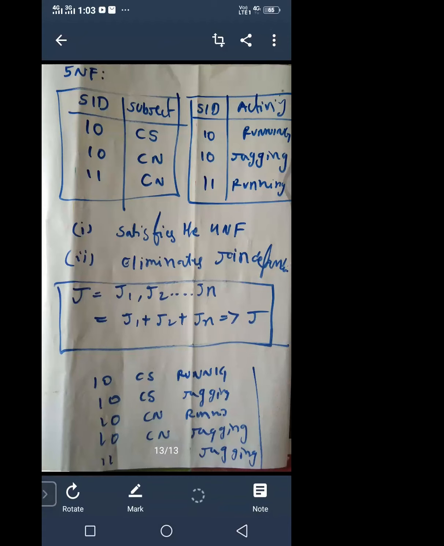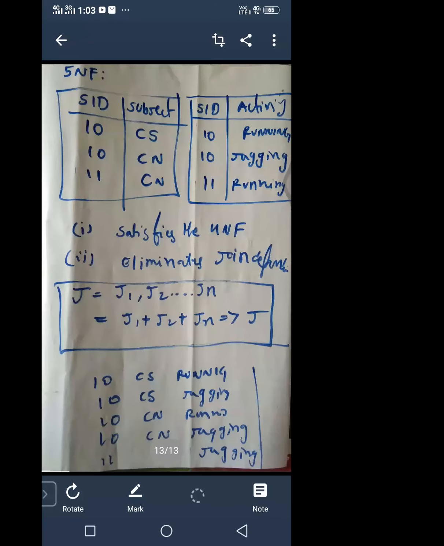Now let's try to see one example. In the last class we considered one thing: one table divided into two tables. If you observe the tables, 10 CS, 10 CN, and 11 CN, and 10 running, 10 jogging, and 11 running. If we want to join the tables, we already know how we do the join.